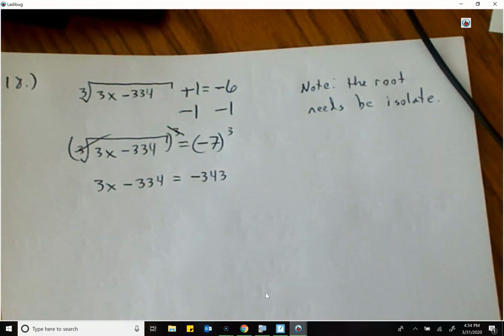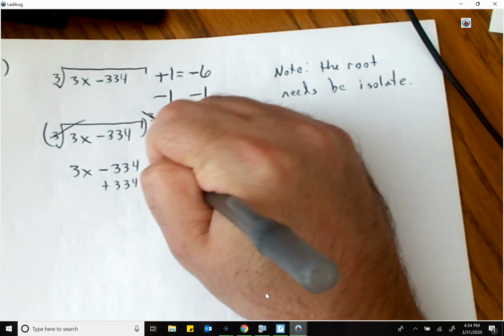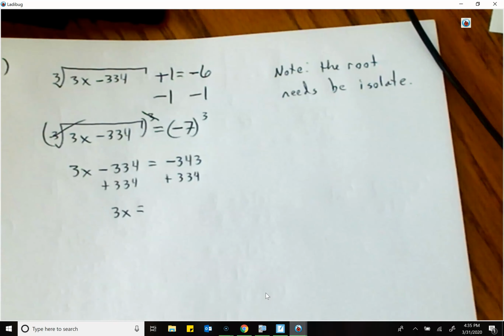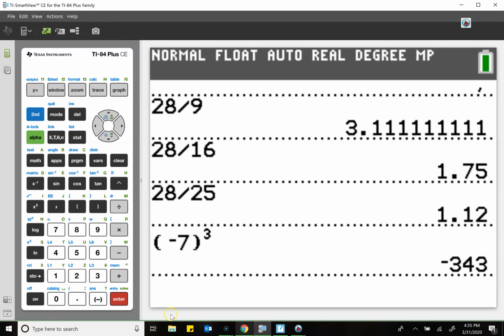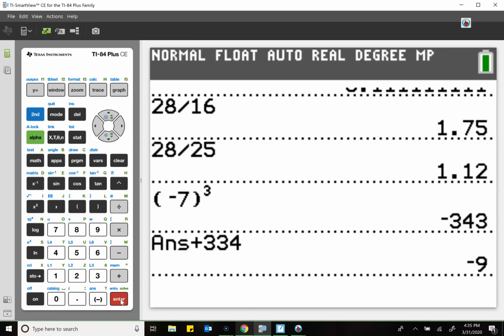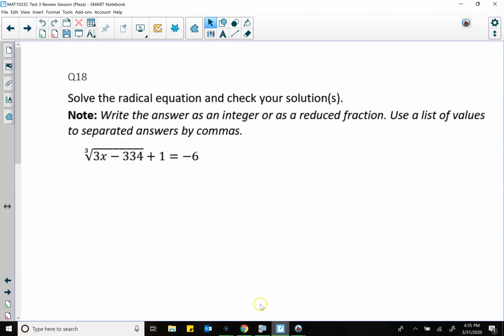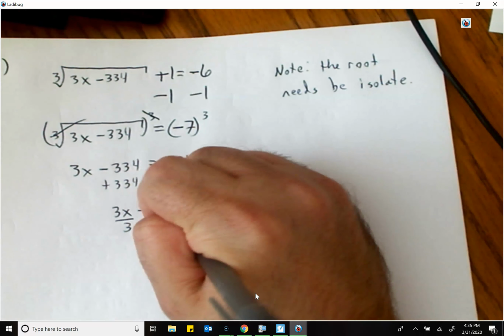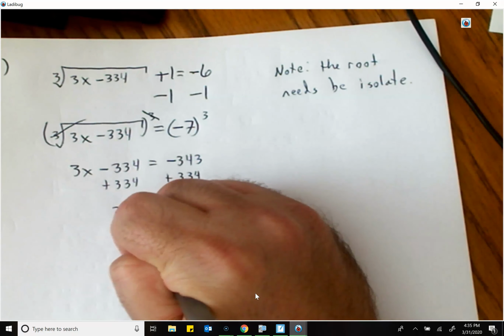Solve for x now. Add 334. So that'll give us 3x equals, I don't know that answer off the top of my head, so we're going to add 334 to that answer. That gives us negative 9. And then we come back. Divide by 3, divide by 3. X is equal to negative 3.